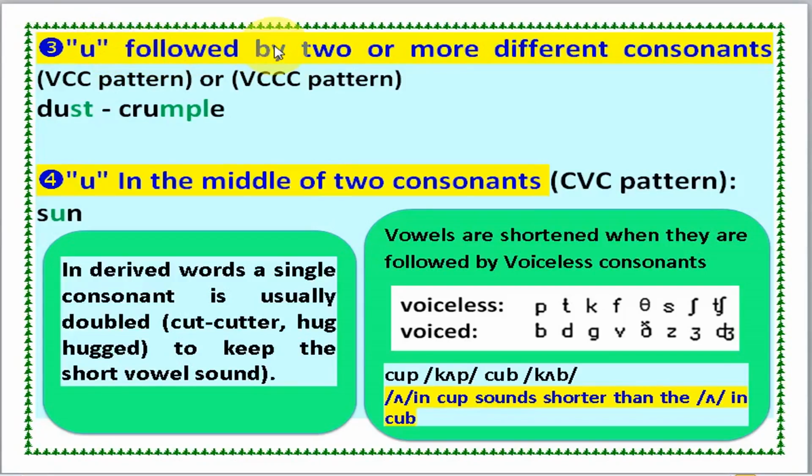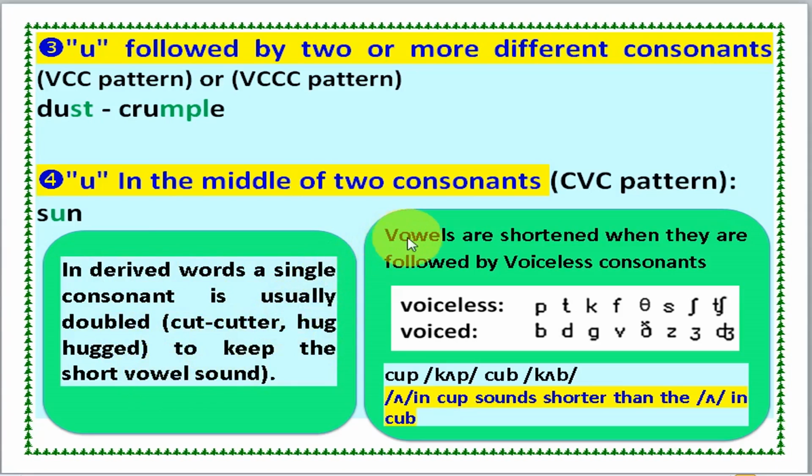U followed by two or more different consonants. VCC pattern or VCCC pattern. Dust and ground. U in the middle of two consonants, CVC pattern, like sun. In derived words, a single consonant is usually doubled, like cut, cutter, hug, hugger, to keep the short vowel sound.